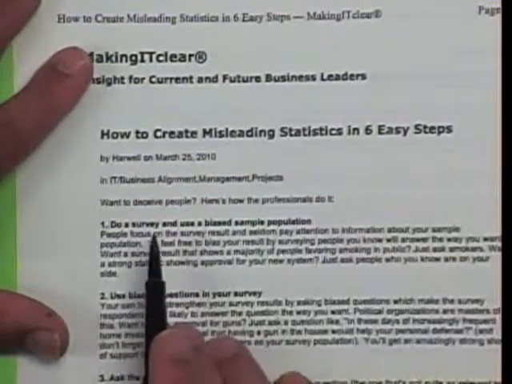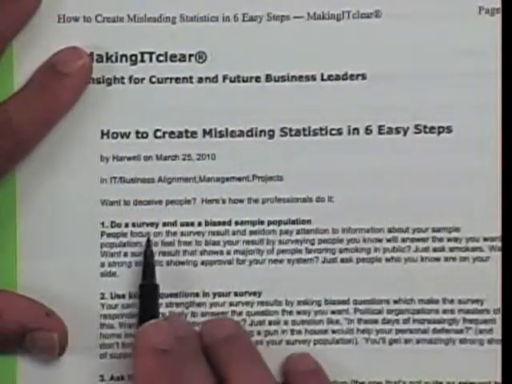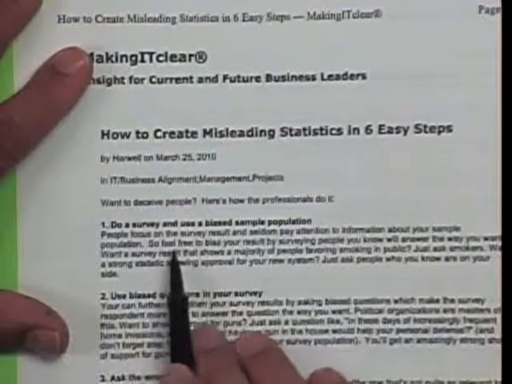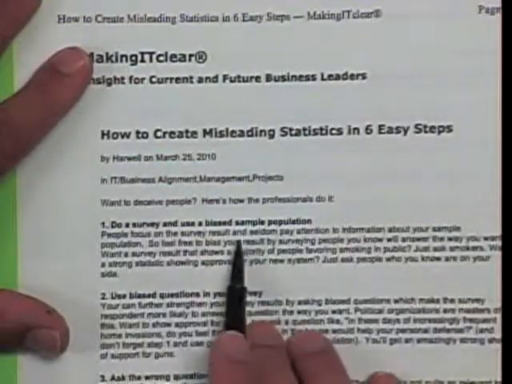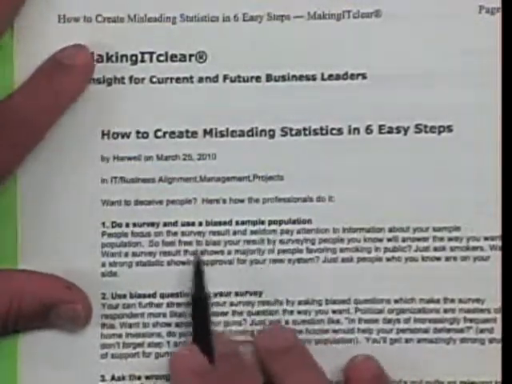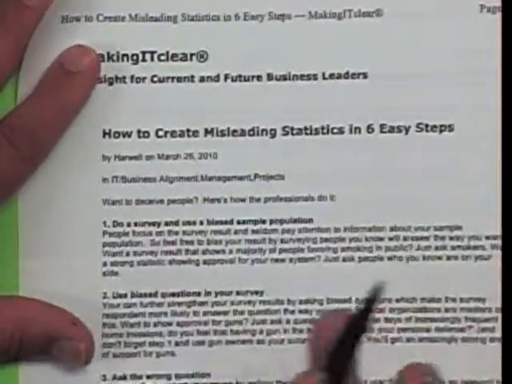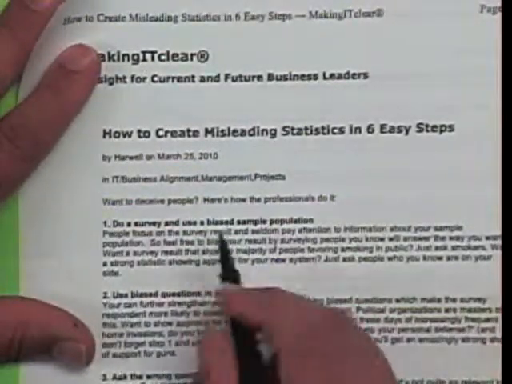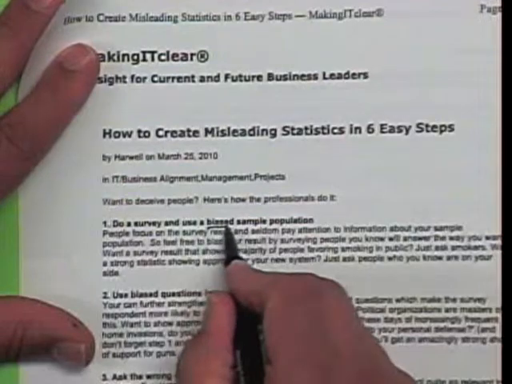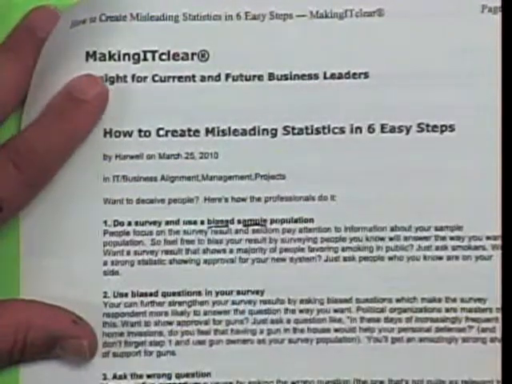The very first one is a very common way of misleading with statistics. I don't know if you can read this very well, but it's do a survey or a sample and use the biased sample. They call it a biased sample population. I've never heard that, but the term that's important here is biased sample. Okay? What is a biased sample? Let me explain.